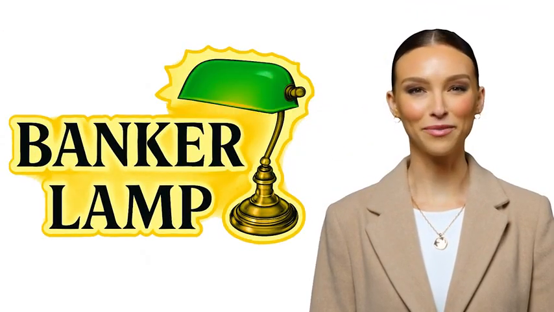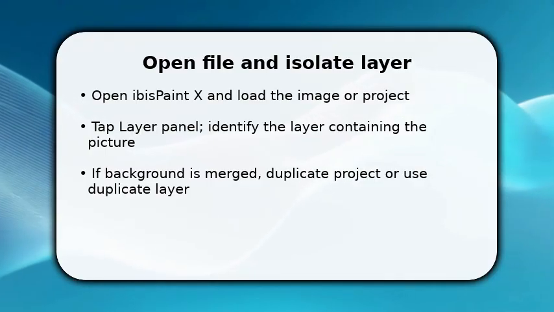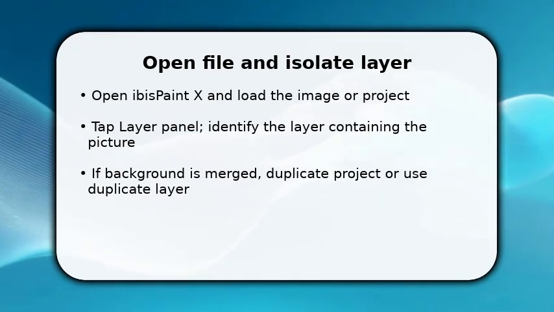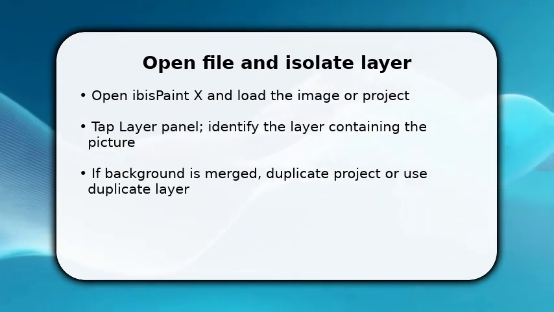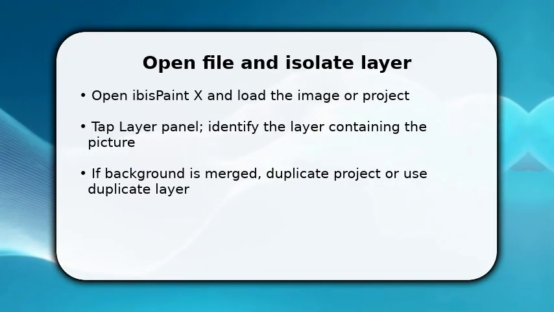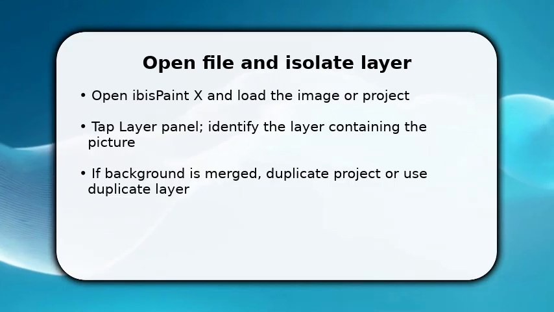Please enjoy the video. You start by opening your project in Ibispaint X and locating the exact layer that holds the picture you want gone. Tap the layers icon to reveal all layers. Once visible, make a duplicate of the layer or the whole project to preserve the original.